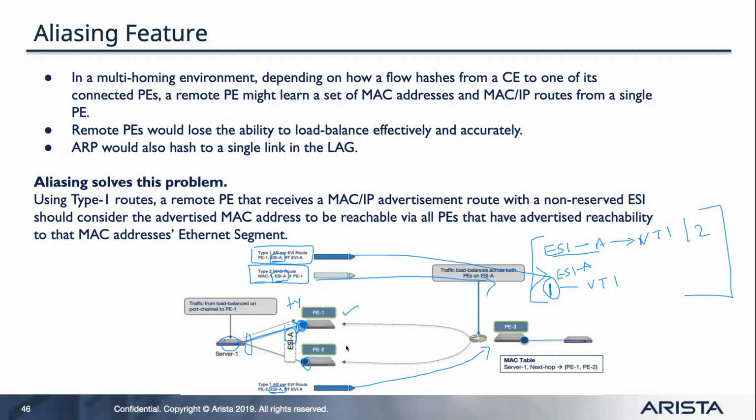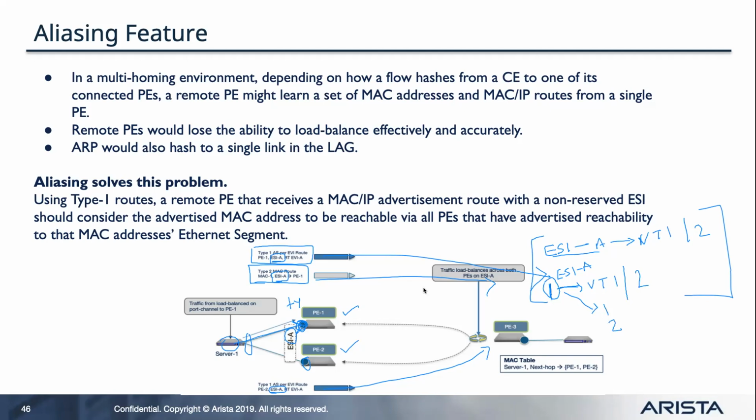What does that mean? If I want to send a packet to MAC 1, I can send that packet to either VTAP 1 or 2. So basically, it will install this as an ECMP path, so I have a path to send packets to PE1 or PE2.